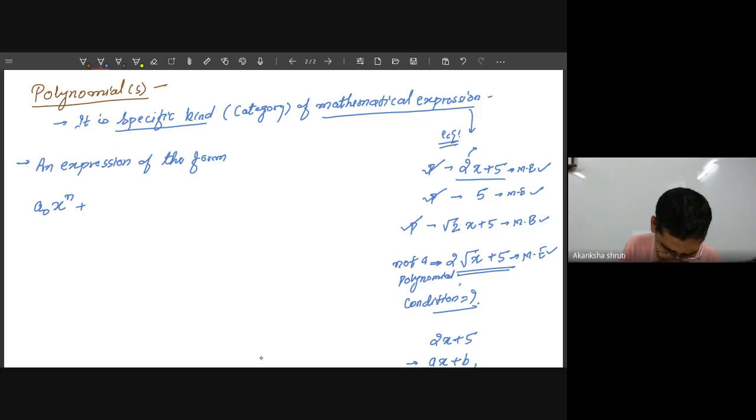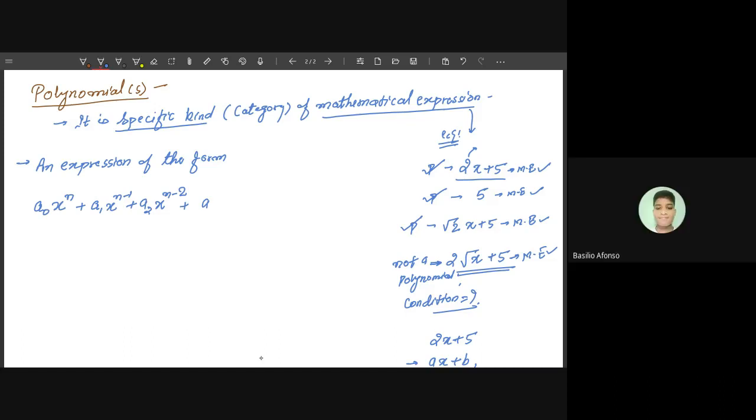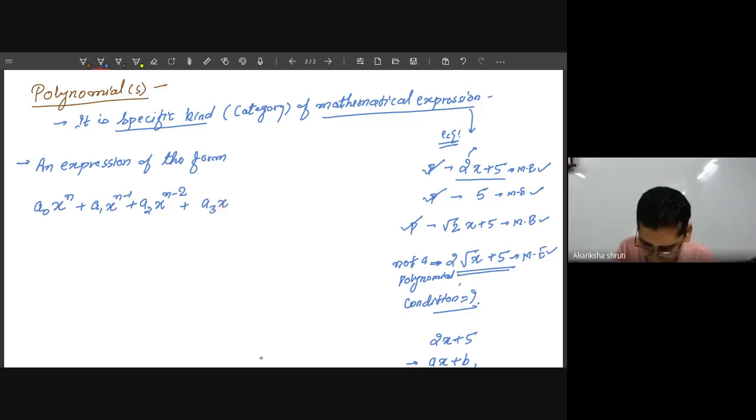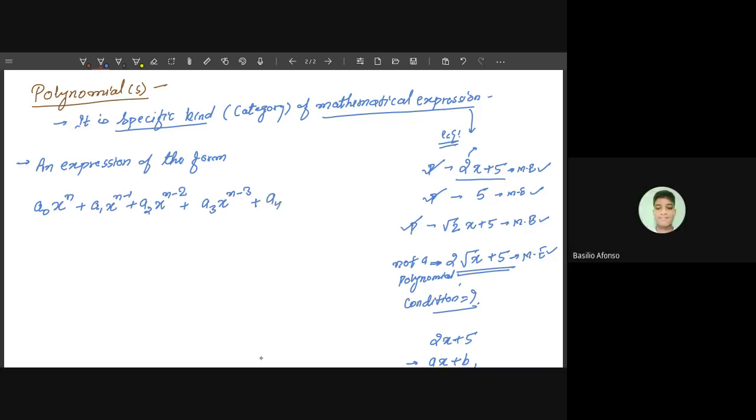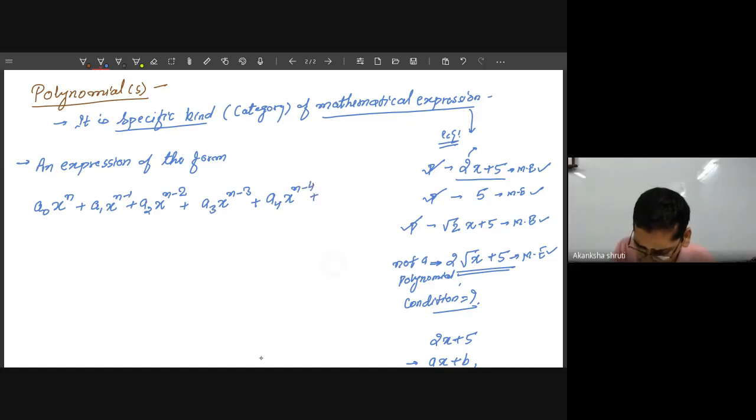So an expression of the form a0 x to the power n, a1, now the x power is being reduced, n minus 1, a2 x to the power n minus 2. A student, what am I doing? I am reducing the power. So what will be the next term? Next term will be a3 x to the power n minus 3. Very good, n minus 3. Yes, other student, please tell me what will be the next term? a4 x to the power n minus 4. Very good. So it will continue like that.